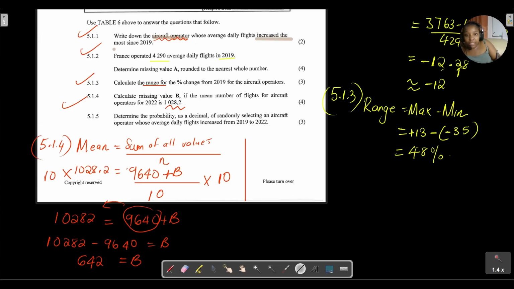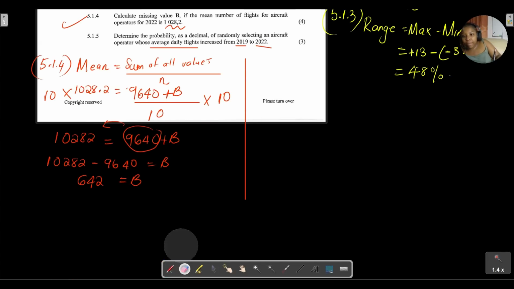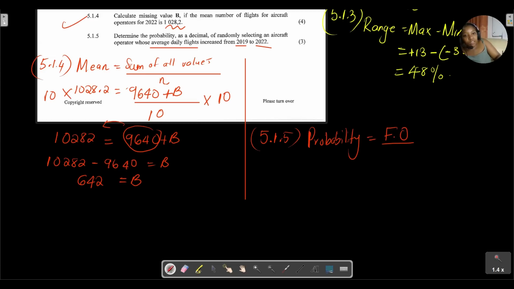Of selecting an aircraft operator whose average daily flight increased from 2019 to 2020. So we're going to look at the aircraft operators, and we want to look for the aircraft operators that had an increase. Remember, all the time when you're calculating probability, start off there. Question 5.1.5, probability is equal to favorable outcomes divided by total outcomes. What are the favorable outcomes? What we want: an aircraft operator whose daily flights increase.